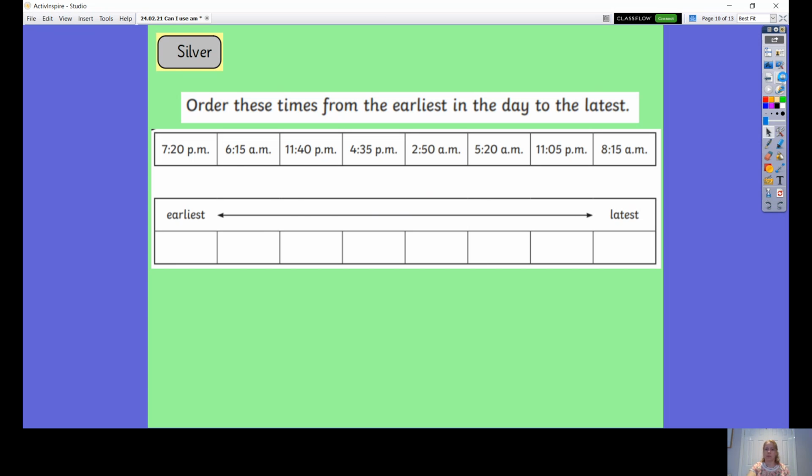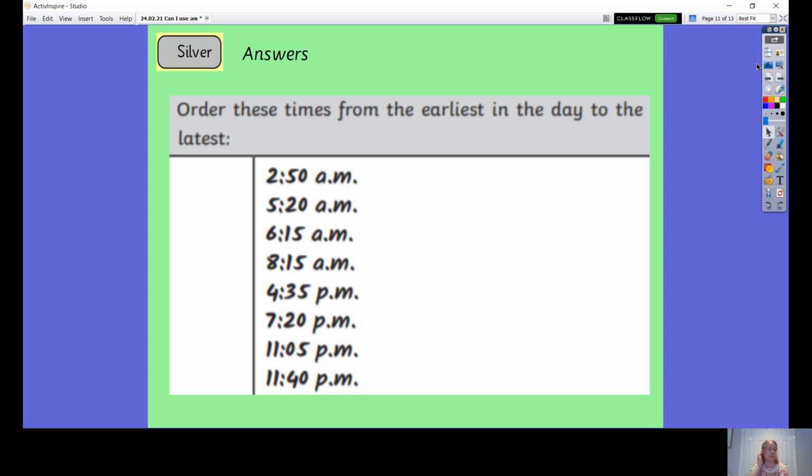Okay, and I will move you on to the answers. The answers are written a bit of a funny way down the page instead of along. So if you've written them along the page, it's fine, but they should be in this order. So 2:50 first, then 5:20, then 6:15, then 8:15, then 4:35, 7:20, 11:05 and 11:40. Okay, so good work if you got those right. All the AM times first and then all the PM times.